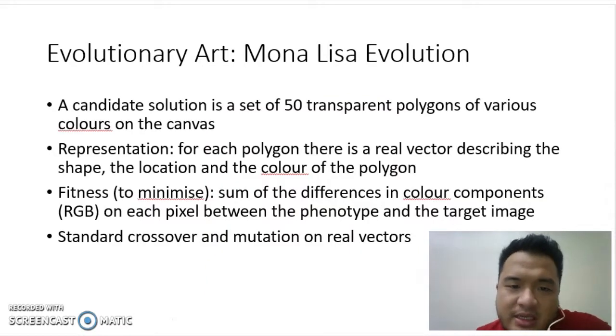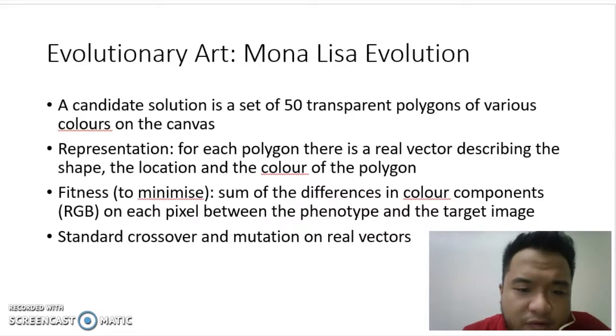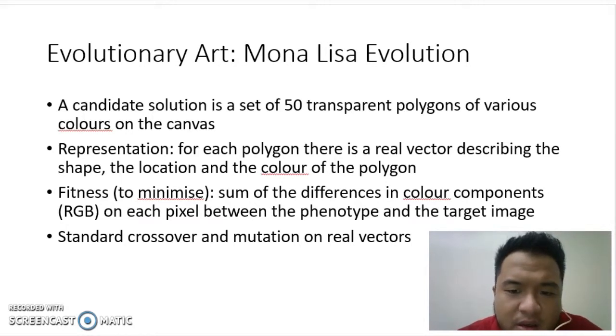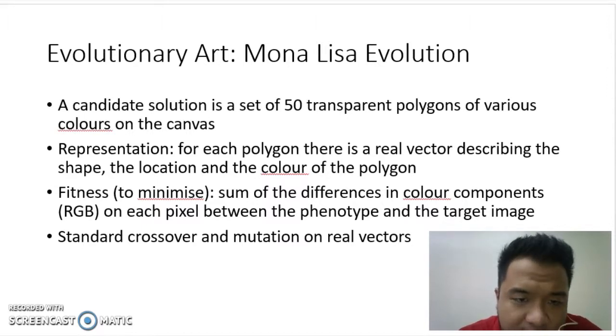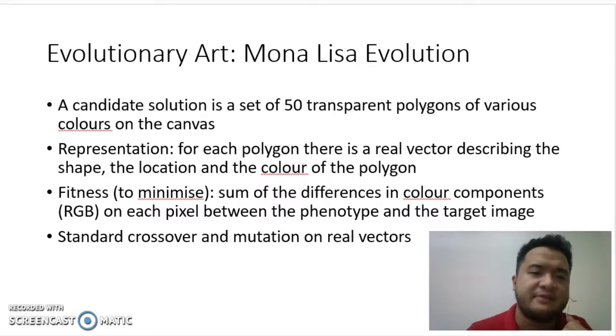So, evolutionary art, Mona Lisa evolution. A candidate solution is a set of 50 transparent polygons of various colors on the canvas. The representation for each polygon is a real vector describing the shape, the location, and the color of the polygon. Fitness is to minimize the sum of the differences in color components, the RGB, on each pixel between the phenotype and the target image. Next, it uses standard crossover and mutation on real vectors. So that is the Mona Lisa evolutionary art.